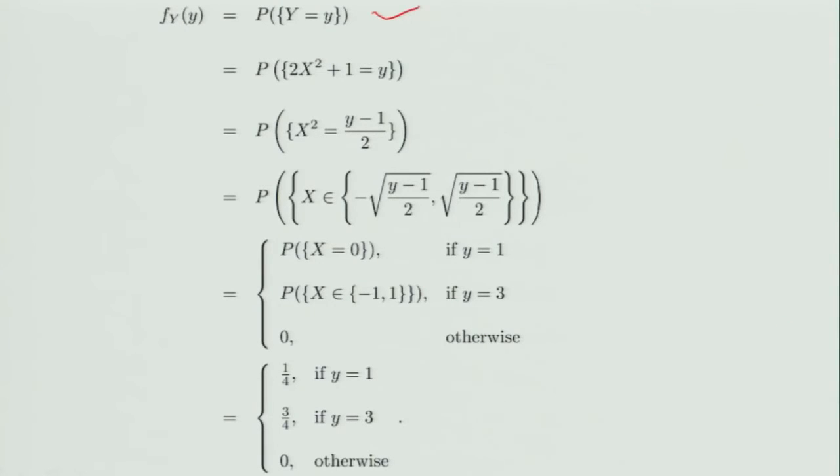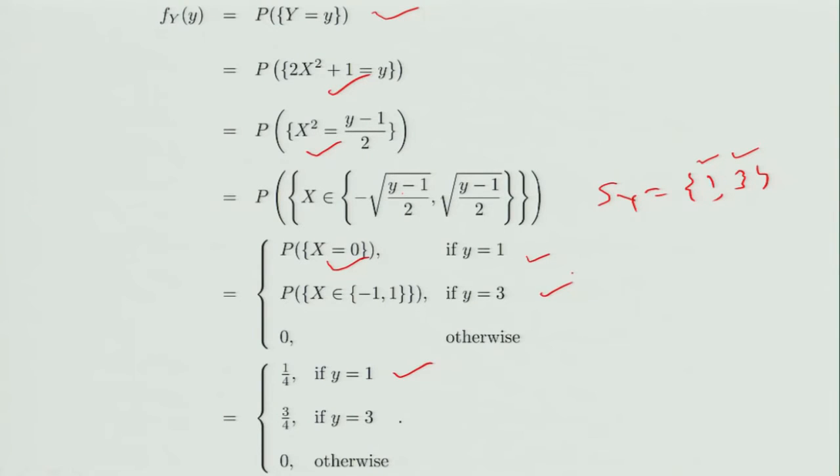So f_Y(y) is probability Y is equal to y, which is same as probability 2X square plus 1 is equal to y, which is same as X square is equal to (y minus 1) by 2, which is same as X belongs to minus square root of (y minus 1) by 2, or square root of (y minus 1) by 2. Now my S_Y is 1 and 3. So I try to find out my probability mass function at only these 2 points, because at rest of the points I know that probability mass function is 0, because S_Y is the support of Y. So at y is equal to 1, these two quantities are same, so this is same as probability that X belongs to the singleton 0, which is same as probability X equal to 0. And probability X equal to 0, we can get it from the last table as 1 by 4.